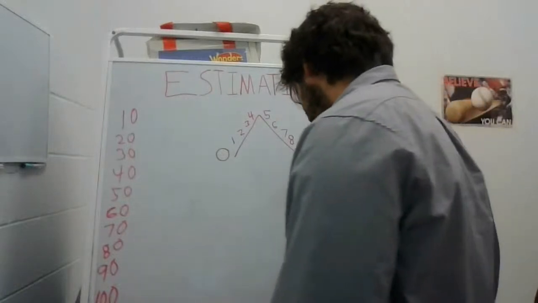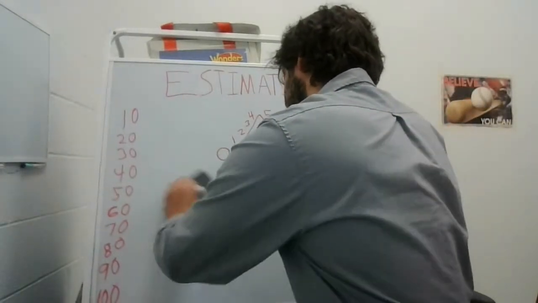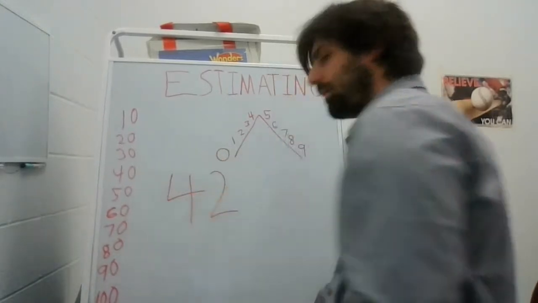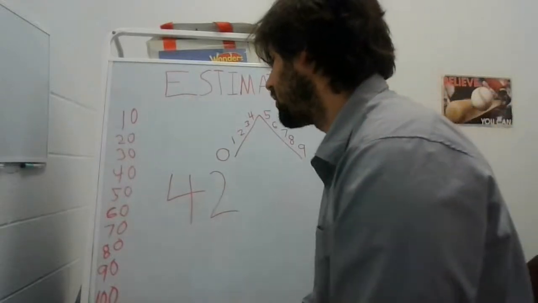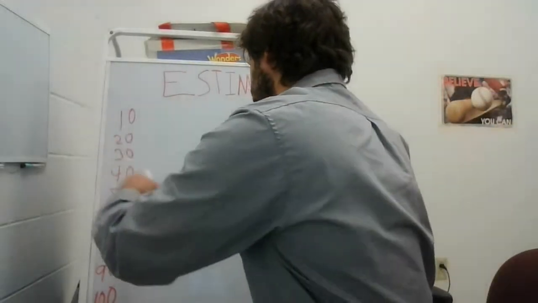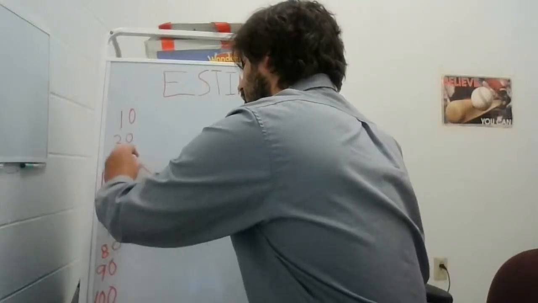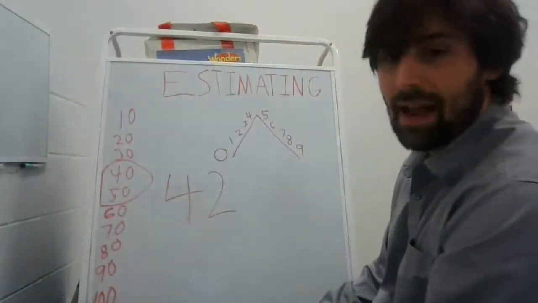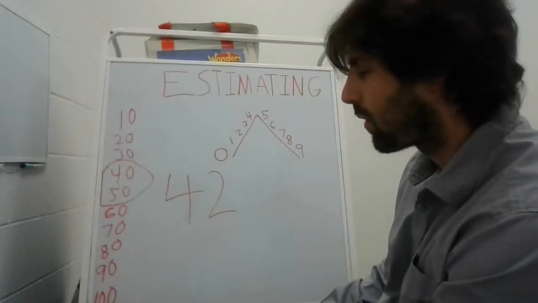All right, so let's say we have the number 42. So with the number 42, the two closest tens are 40 and 50. So we are either rounding down to 40 or rounding up to 50. Now the determining factor, as always, is the digit in the ones place. So 5 or more, we raise the score.